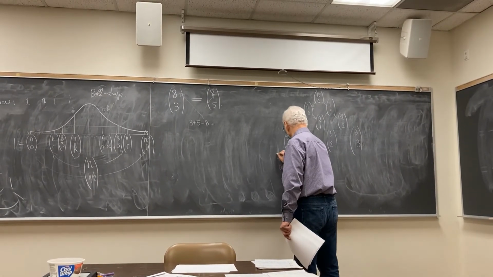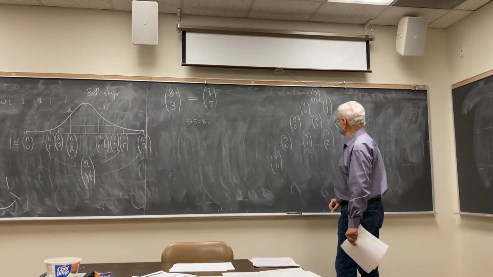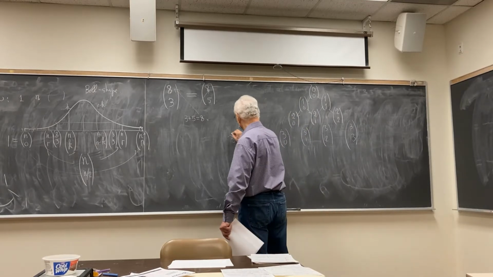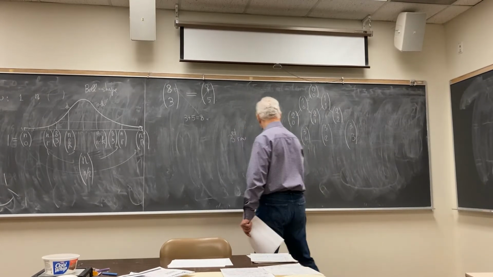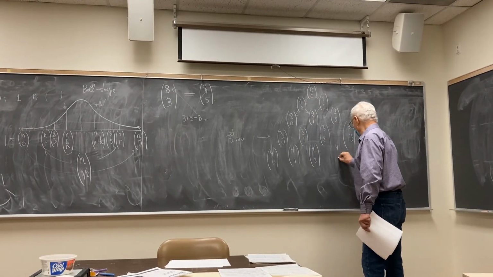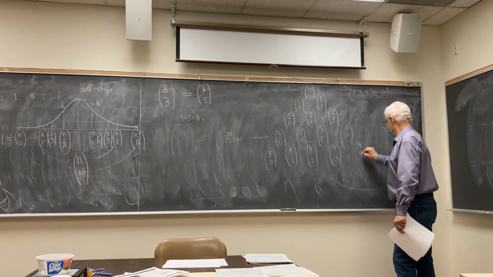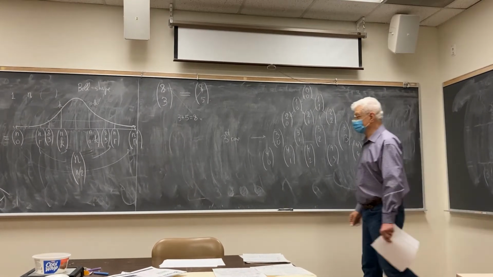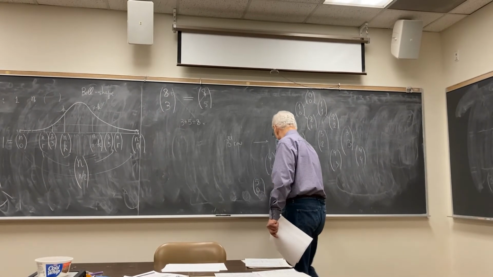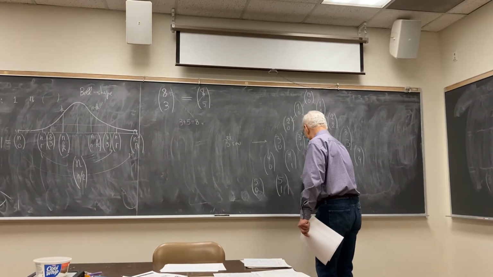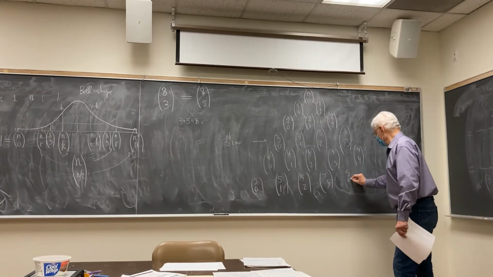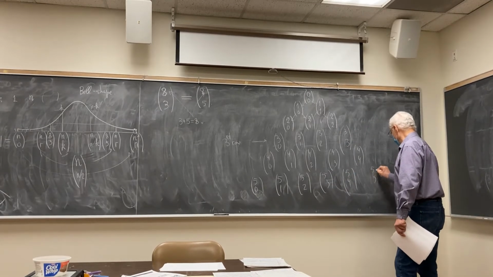Next you have 4 choose 0. And you see that the 3 says the number of the row, so this is the third row. 4 choose 0, 4 choose 1, 4 choose 2, 4 choose 3, 4 choose 4. And finally, 5 choose 0, 5 choose 1, 5 choose 2, 5 choose 3, 5 choose 4, and 5 choose 5.